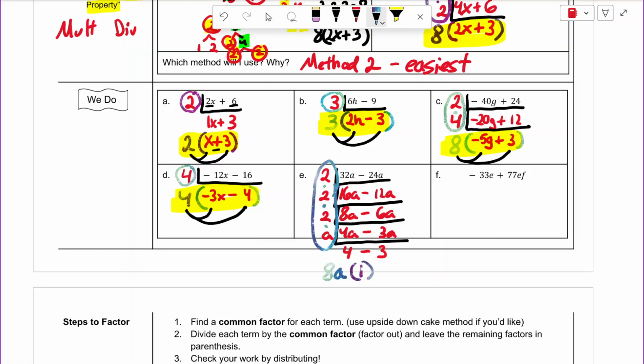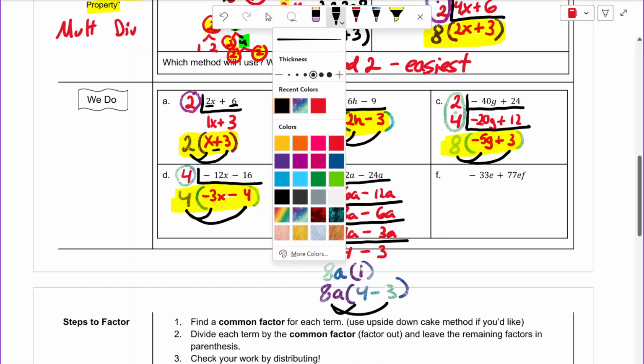So 8a times 1. Now if you multiply 8a by 4 minus 3, and you checked it, you would have what you started with. I apologize for taking it so deep. Hopefully you can fit it on your paper. This one will probably go deep too, so that's a warning.